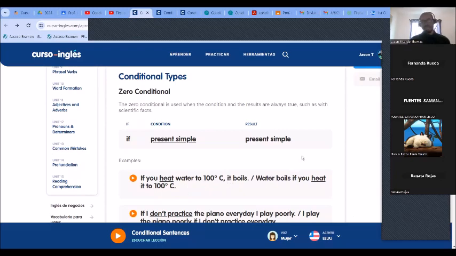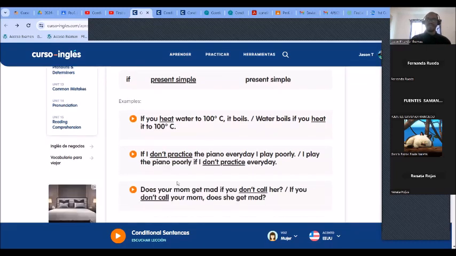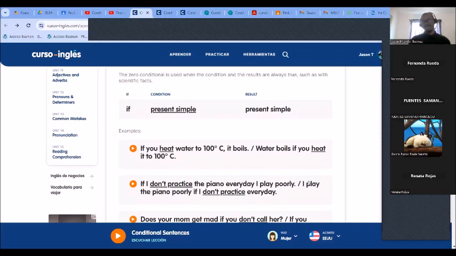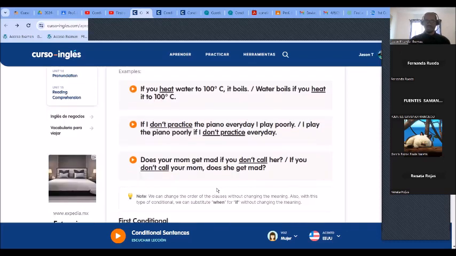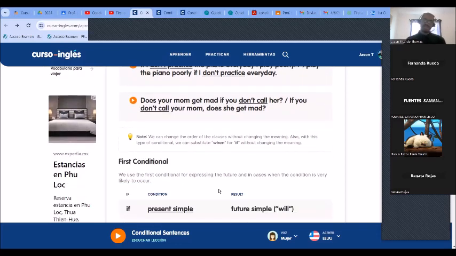If you start with the result first, you will go with the full sentence without any commas. So water boils if you heat it to 100 degrees. If I practice the piano every day, I'll play poorly, etc., etc. Notice that we're using if for our conditional clause. We can use when. Most of your sentences will be if because they are not necessarily present. They could be a little bit different. We'll also look at how to change our modals.